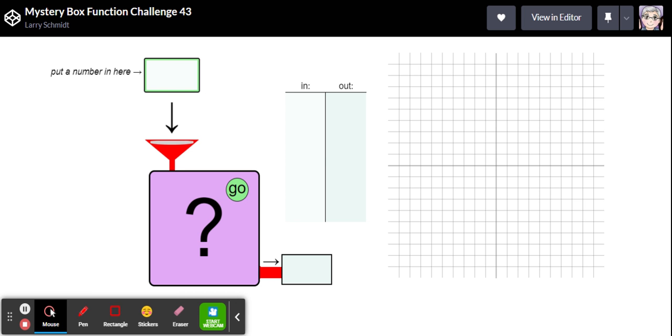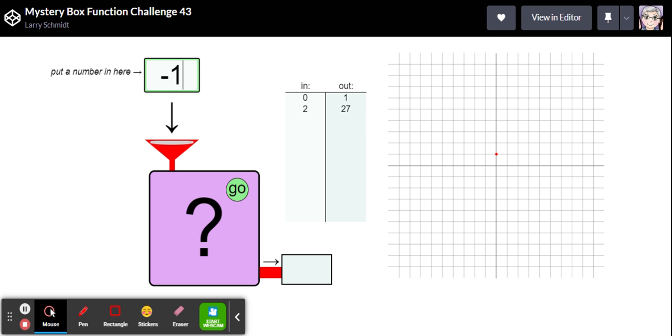All right, let's begin. Here's a 0. 0 gives me 1, so maybe we're adding 1. Let's try a 2. Oh, whoa, 2 gives me 27. Now 27 stands out to me because that's 3 cubed.